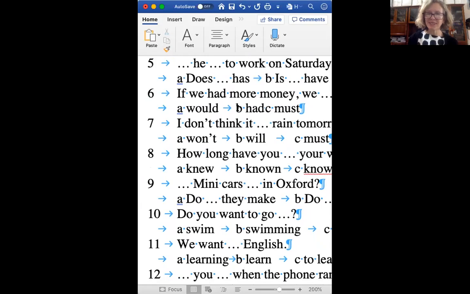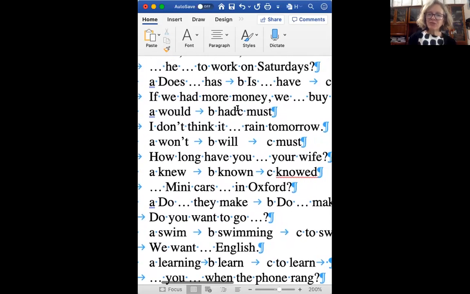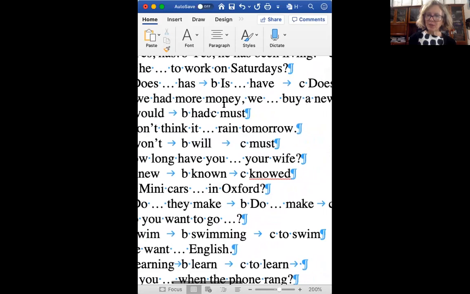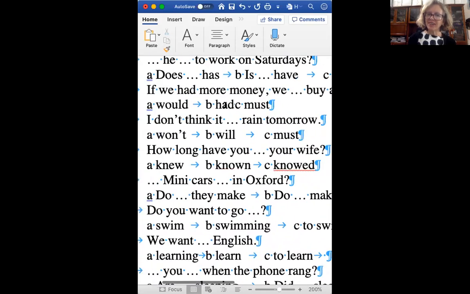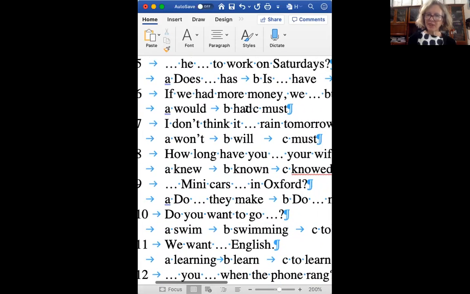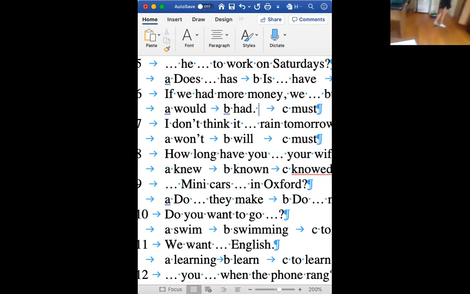My daughter's going to do number 6. So Tara, if we had more money, we would buy a new car. We would, we had, or we must? Yeah, would is correct. Tara, say hello. Hi. She got it correct.